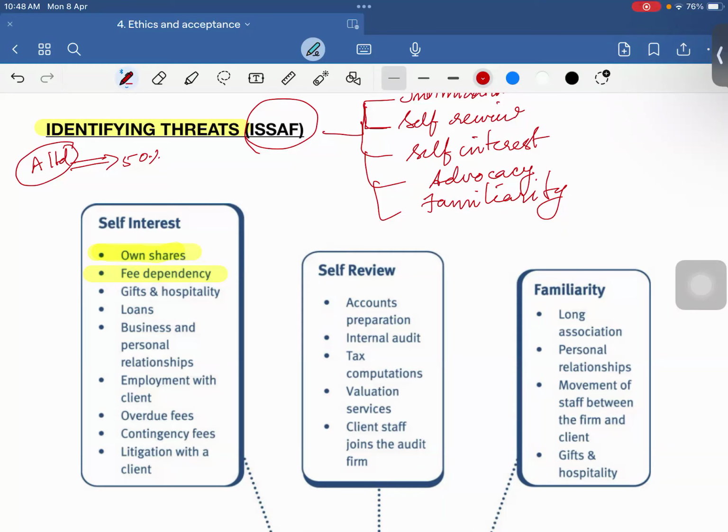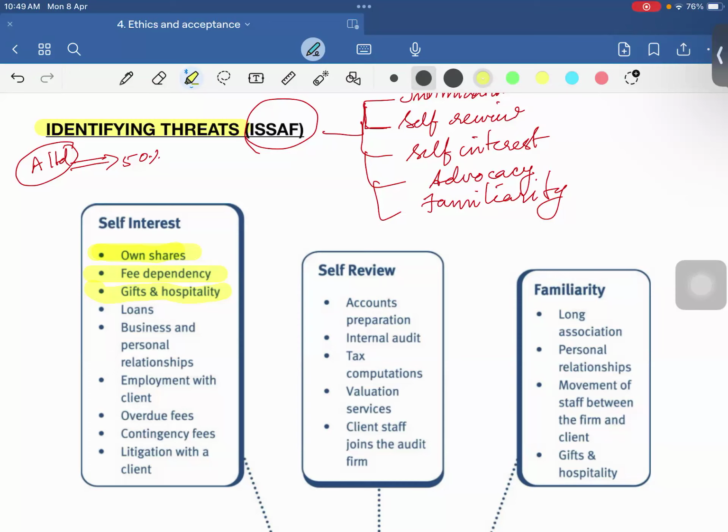Next is gifts and hospitality. Suppose your client is giving you expensive gifts, something that you can't otherwise buy. In the fear of losing those things, you might not give a correct verdict of what your client's FS truly stands for. Clear?